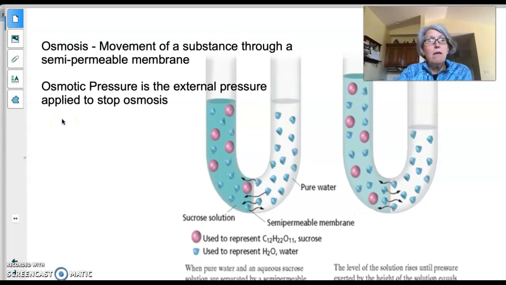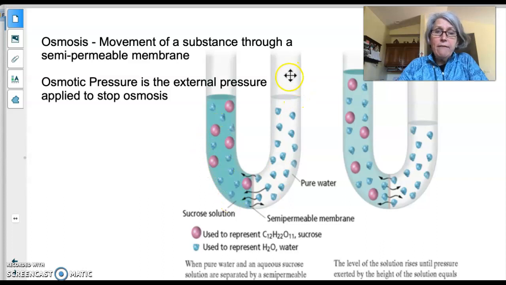The last thing I want to talk about, and this is just real general, because you've heard of this term osmosis. I know that you guys had talked about this in biology. Osmosis is the movement of a substance through a semi-permeable membrane. And osmotic pressure is actually part of what we would call a colligative property. Osmotic pressure is the external pressure needed to be applied to stop the natural phenomenon of osmosis.